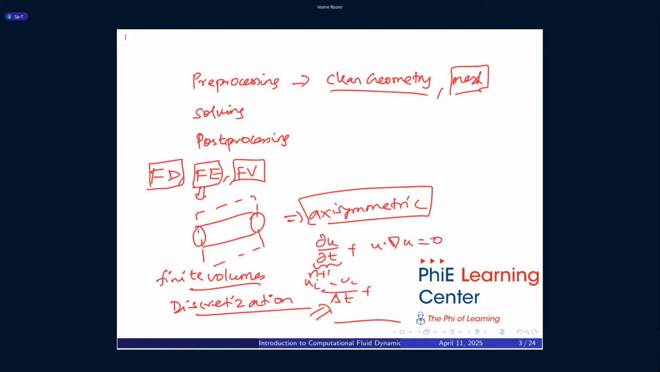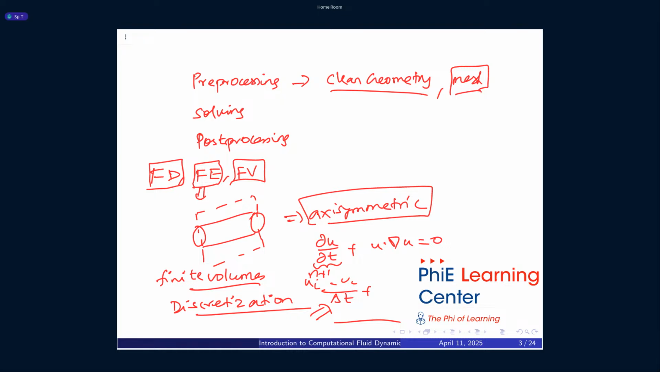So we integrate that equation directly, and we will convert those terms into source terms and non-source terms, and then we'll try to solve them. Okay, so that is what is typically called a finite volume. That is what happens in pre-processing. So we clean the geometry and mesh it.